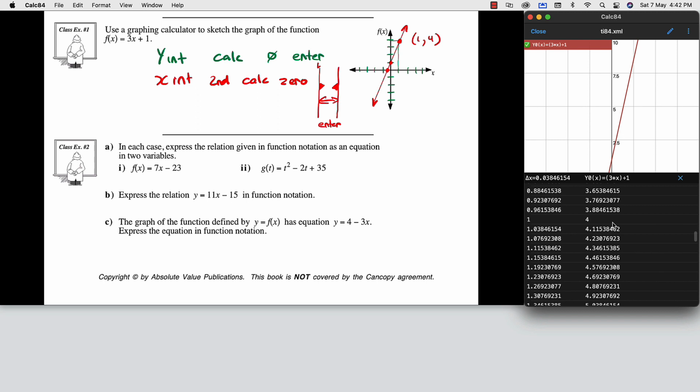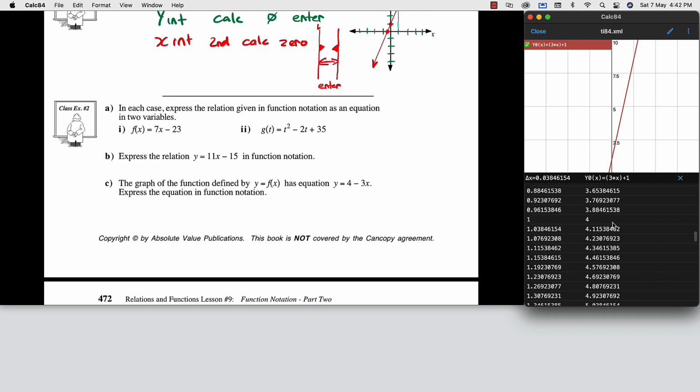Okay, class example number 2. It says, in each case, express the relation that is given in function notation as an equation in 2 variables. Well, this is actually just ridiculously easy. Just replace the f of x with a y. That's it. And the g of x, just replace with a y. It's that easy. The second one, express the relation that has 2 variables in function notation. So just replace the y with an f of x.